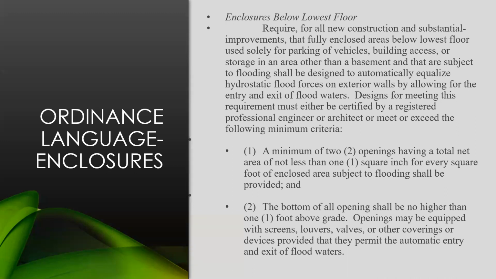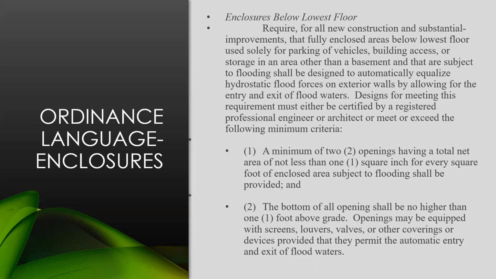There are spaces in the A section for this information about flood openings. The requirement is to have 2 openings on at least 2 different walls, and then a 1-to-1 ratio, in that you have 1 square inch of opening per every square foot of enclosed space. That's how we equalize the pressure. And then the bottom of those openings are no higher than 1 foot above grade.